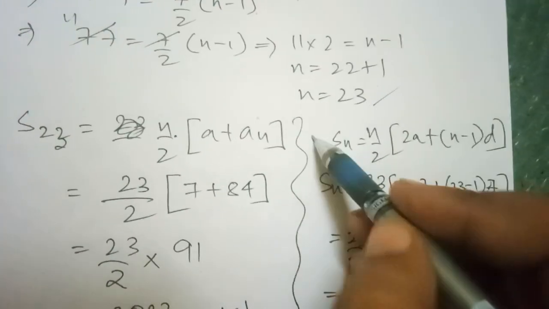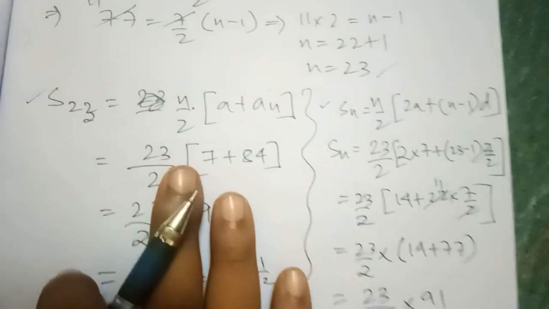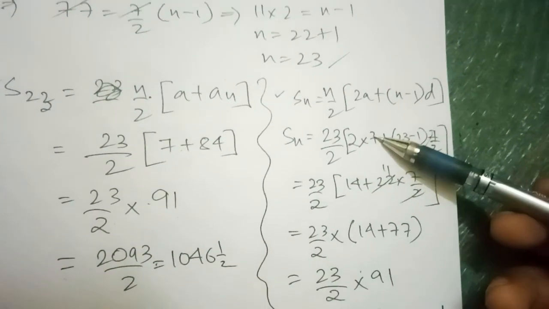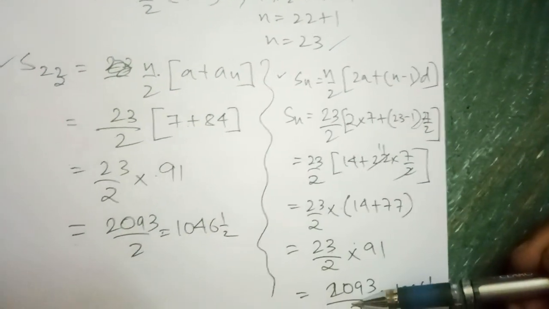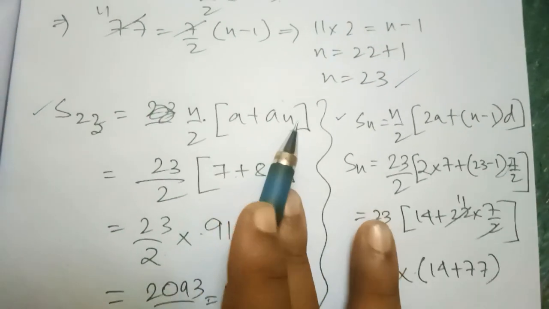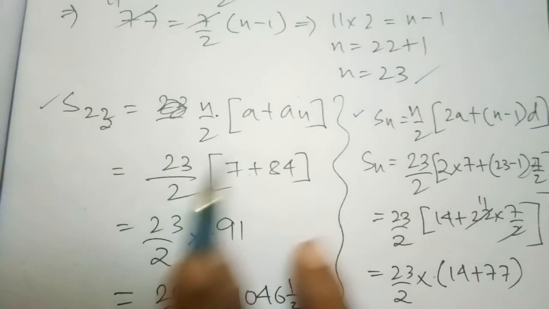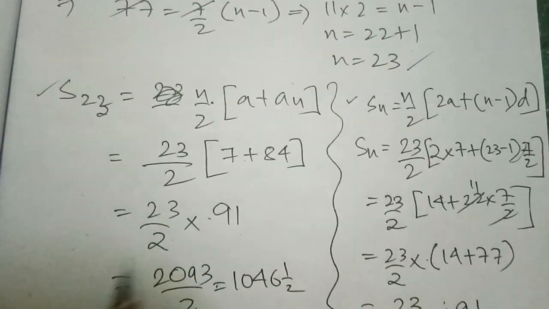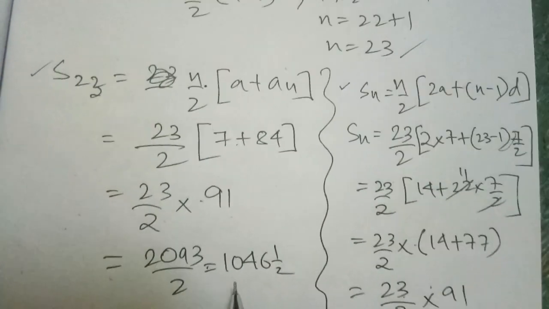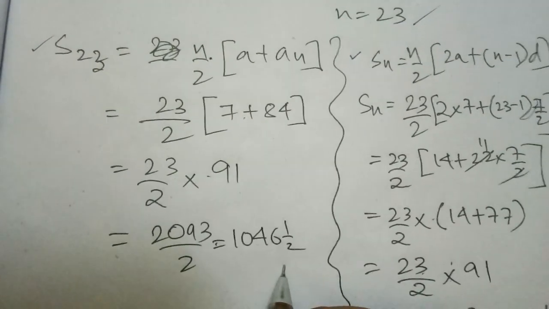Now I've shown you two processes. You can use the big formula, or you can use the second formula. Here I've used the second formula because it takes only 3 steps, whereas the big formula takes 5 steps. We know the last term is 84, a is 7, and n is 23. After adding and multiplying, we get 1046 and a half, which is a mixed fraction.